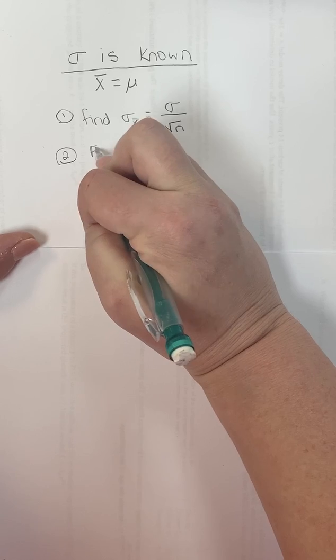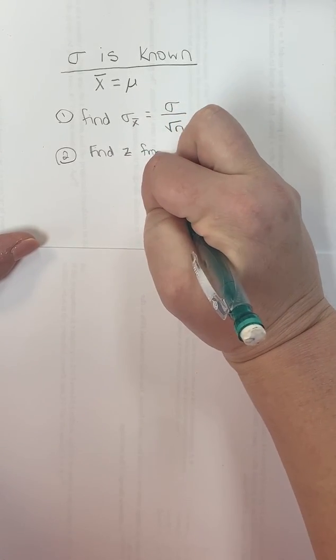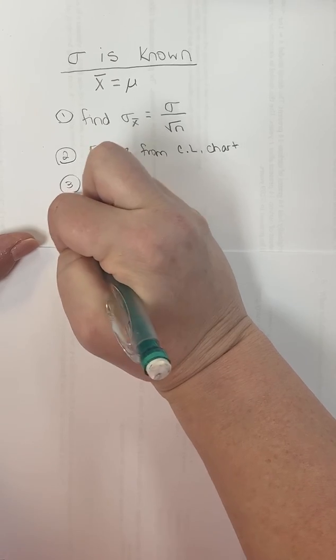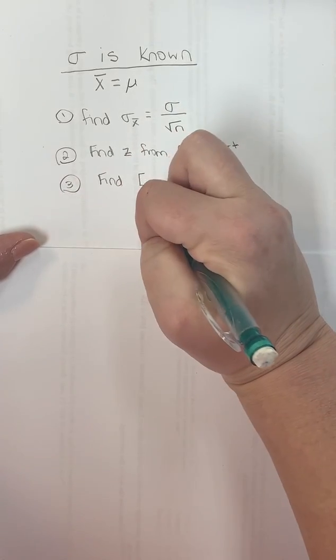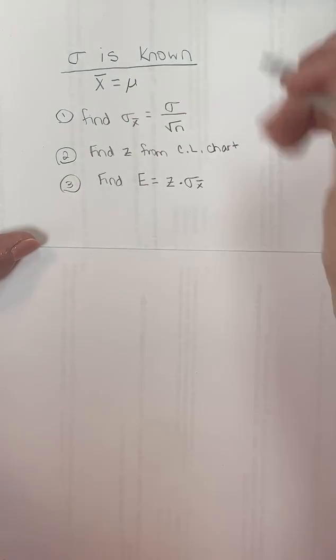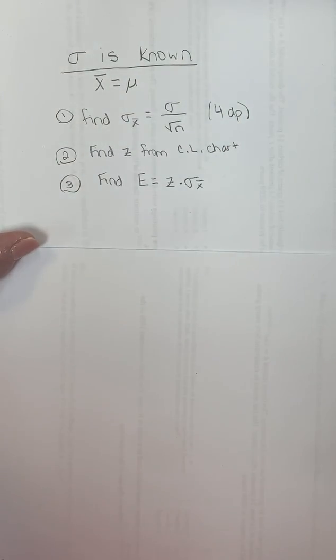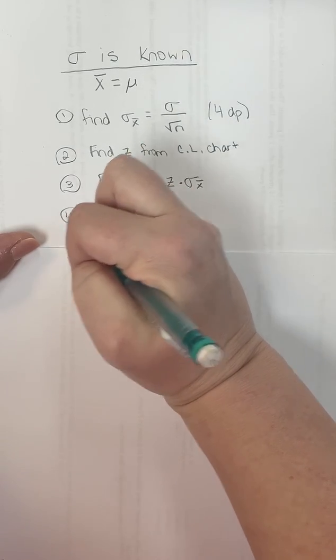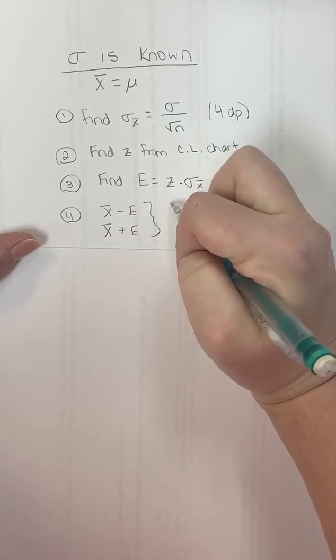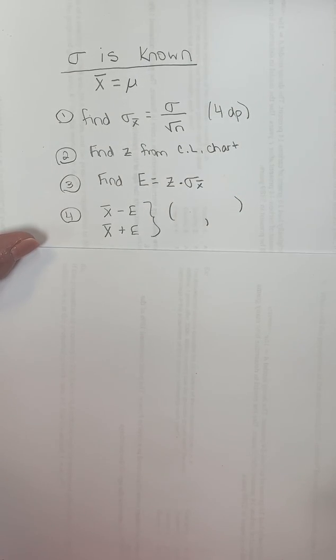Second thing, find z from your confidence level chart. Okay. Third, find your margin of error. You're going to take z times sigma x bar. Okay, remember you want 4 decimal places on that guy. Okay. And then last but not least, you're going to have x bar minus e and x bar plus e. And that's going to create an interval. And you're done. So that's what we're dealing with. Those 4 steps over and over and over. Okay? All right. So let's jump into some additional examples.